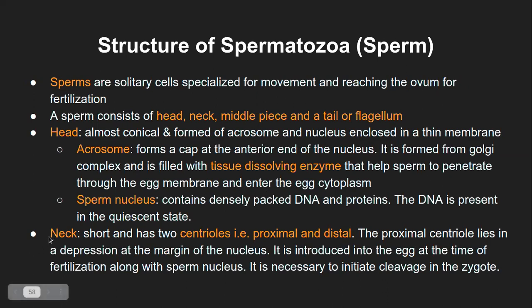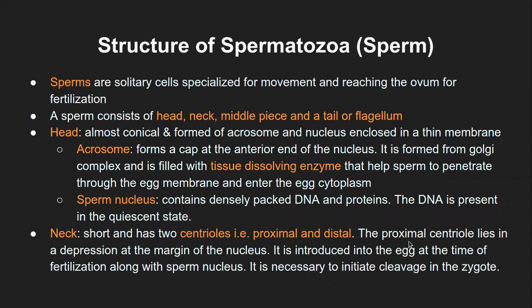Now moving on to the neck portion. The neck actually has two differently placed centriole structures, one proximal and one distal. So that is the proximal centriole and the distal centriole. I hope you know what a centriole is. If not, you can ask, but I assume you would know it.